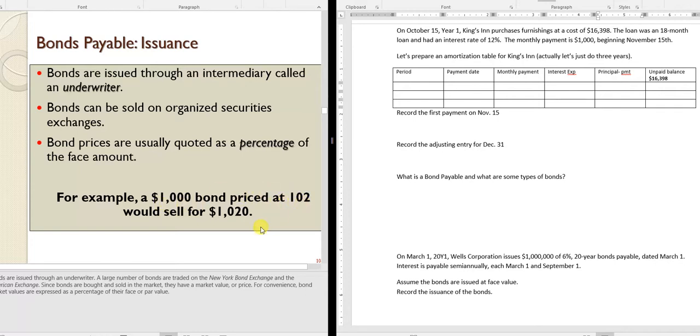And my other one, it was sold for $750. We would say it's priced at 75 or 75% of face. So make sure it's a percentage of face amount. You understand that.